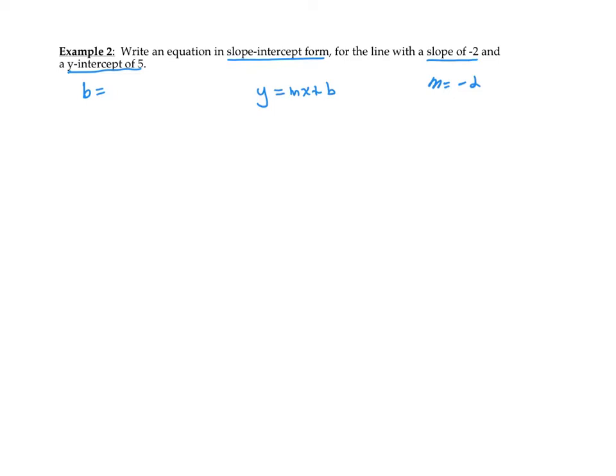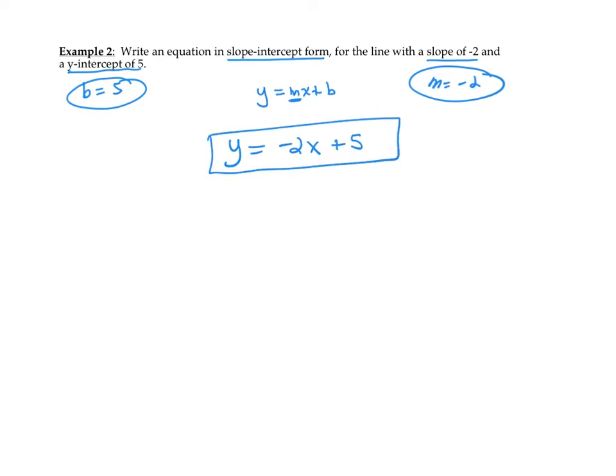All right, so what we're going to do is take and plug those two things in where we see them in our equation. So y equals mx, we're going to put in -2 in front of the x, you have to keep the x there, plus b, we're going to put in positive 5 where we see b. And there's our equation. That's all there is to it for that one.